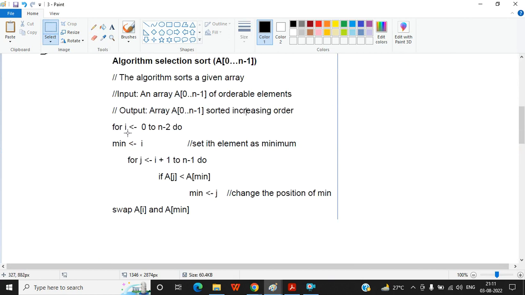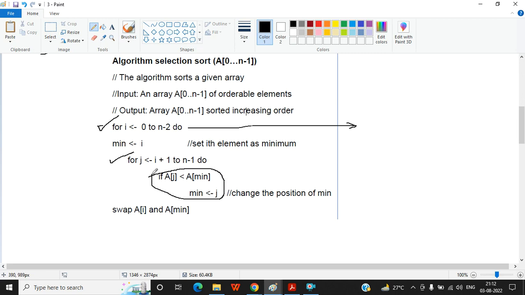See here. This is a loop, na? So how many times will this loop iterate? This will go 0 to n minus 2, means 0 to 5. How to compute n? This loop will iterate for some number of times, and this inner loop will also iterate for some number of times. So what is the actual execution? This will be the actual execution.